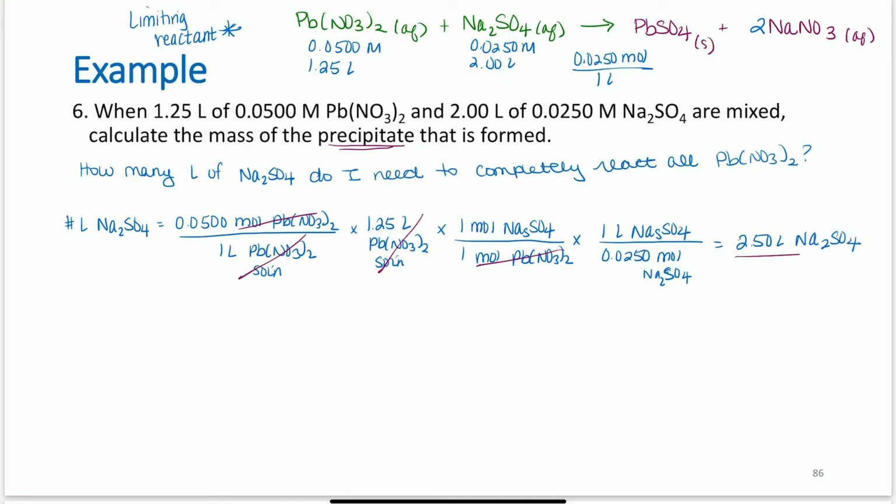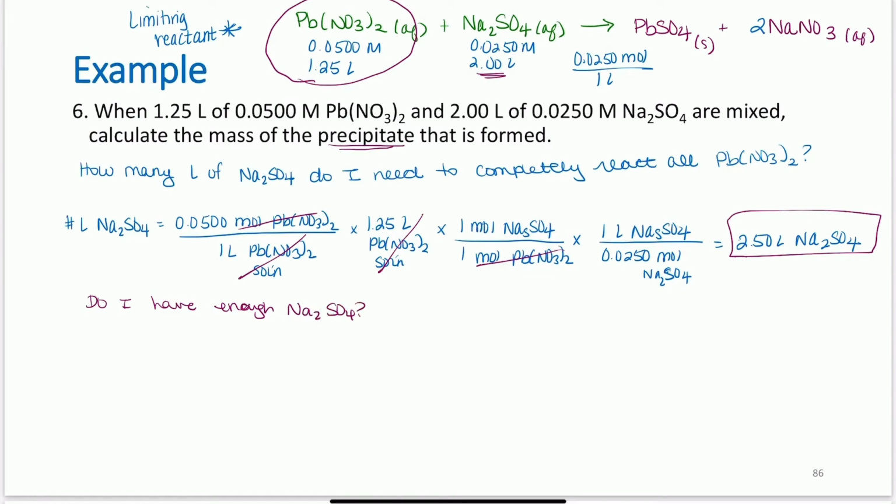What does this mean, though? This specifically, it's not an answer yet. I'm not to the answer to the question. But what this means is that if I want to react all of my lead 2 nitrate, every bit of it I have, I would need 2.5 liters of sodium sulfate. I don't have enough. Do I have enough Na2SO4? No, I don't. That means sodium sulfate is my limiting reactant.